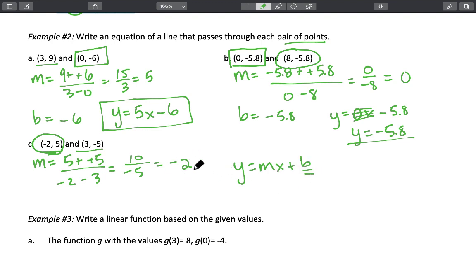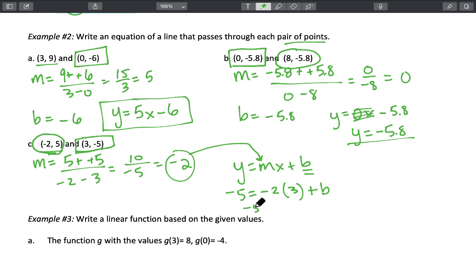All right, we just found out what m was. M is negative 2. And let's use this second coordinate here, 3, negative 5. The x value is 3, and the y value is negative 5. So we're going to substitute negative 5 in for y. Here's my m value of negative 2, and now here's my x value, and then I have plus b.